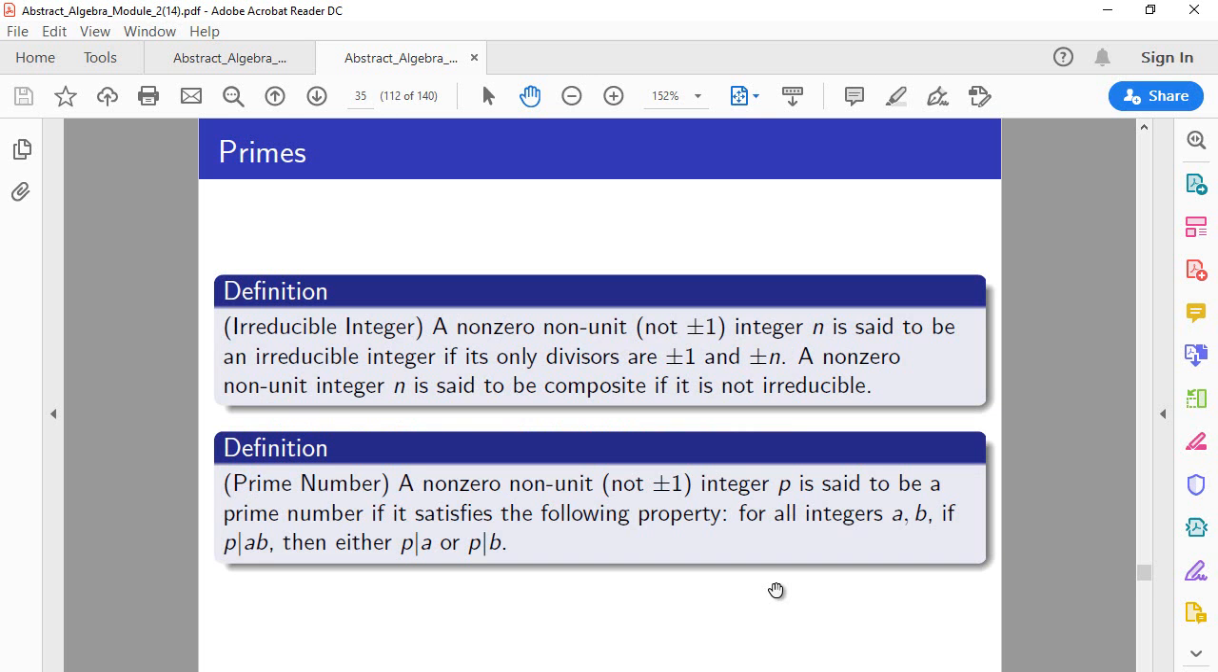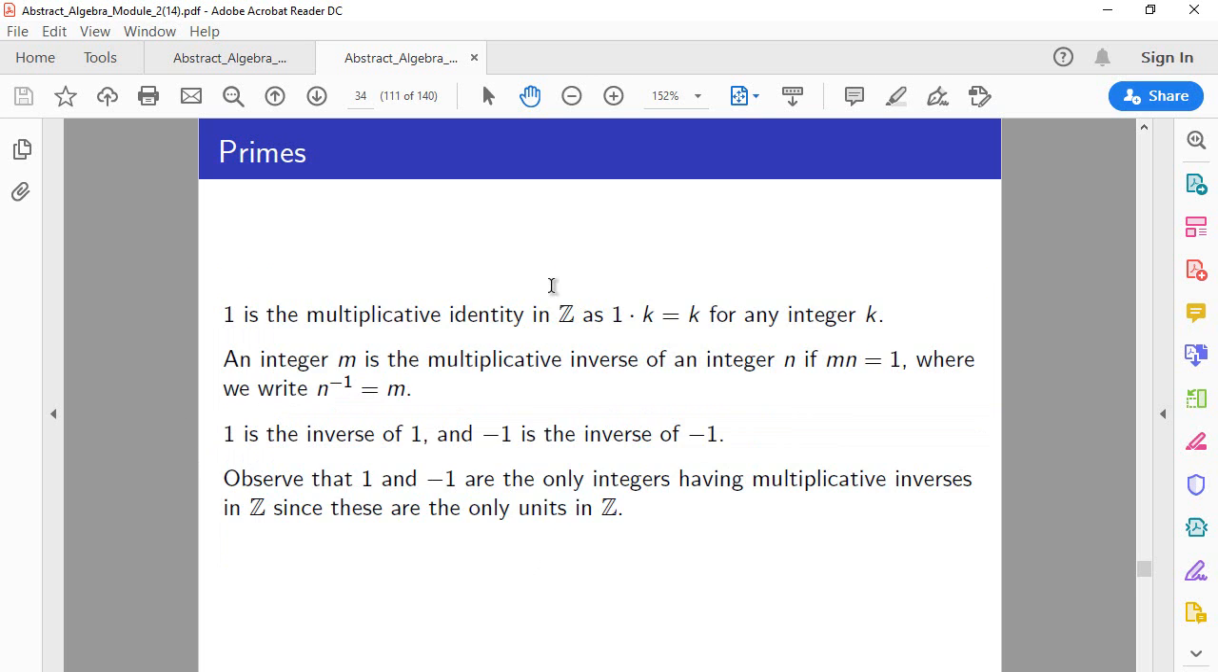So here are two definitions. The first definition is that of an irreducible integer. So a non-zero non-unit. Okay, so what do we mean by a unit? When I say a unit, I mean it's an invertible element. So if I say it's a unit of Z, it means it's an invertible element of Z, and there are only two units in Z, as we said, 1 and -1. These are the only two invertible elements.